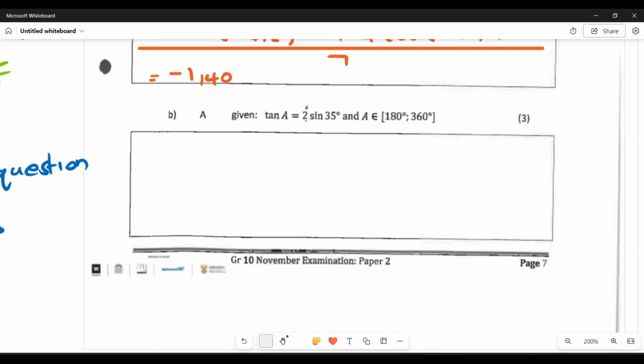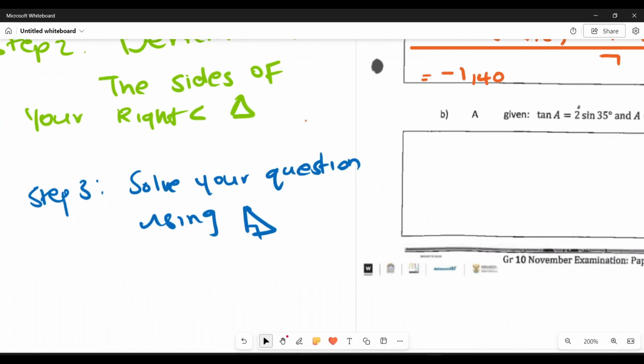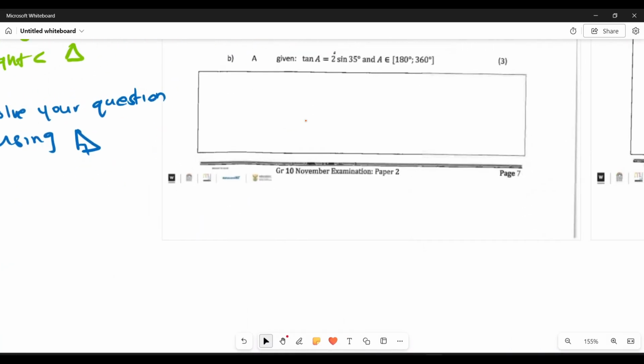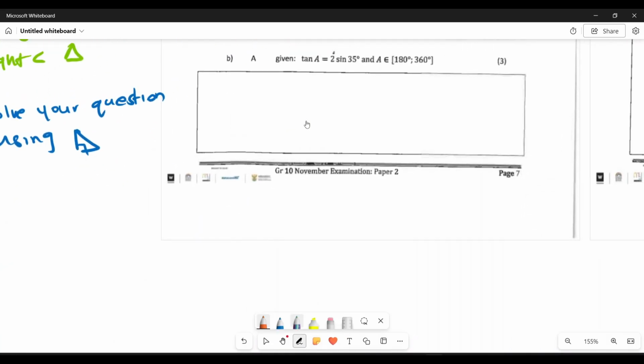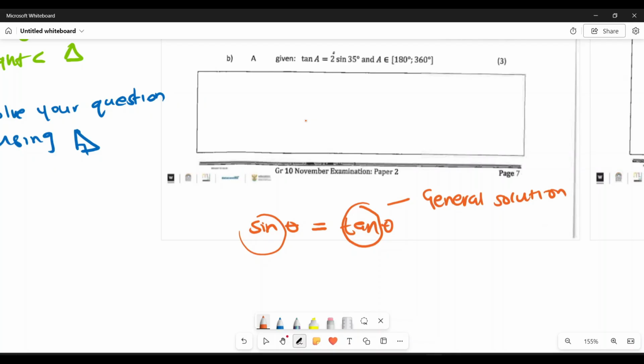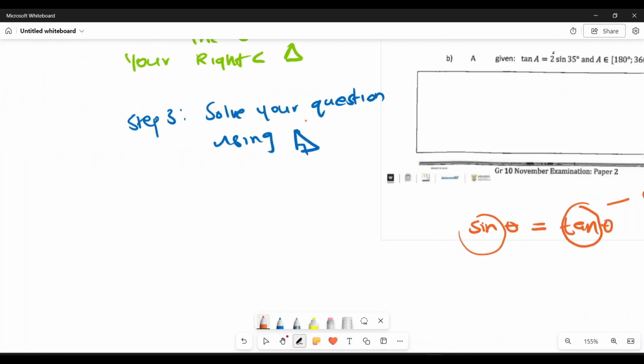Now, first, let us identify what kind of question is question B, right? So let me try and make my workings here. Now, question B is a general solution question. And always, to answer a general solution question, you would need to make reference to your CAST diagram as a reference. Now, let me just draw my CAST diagram here.